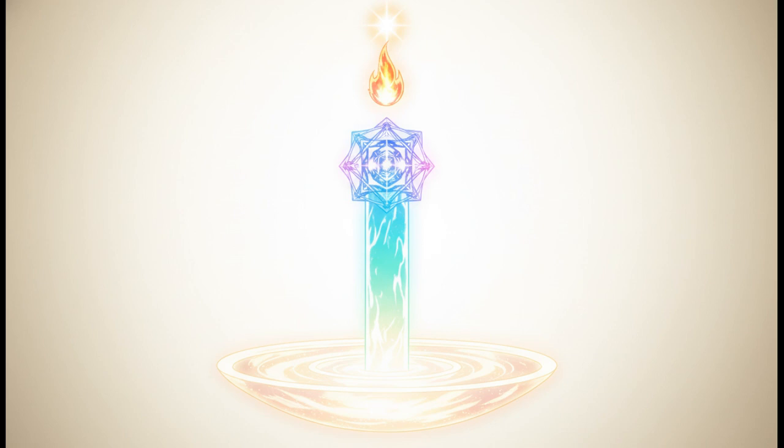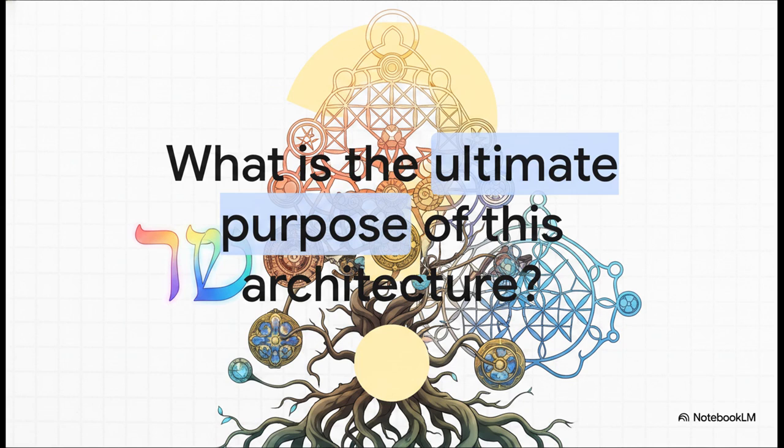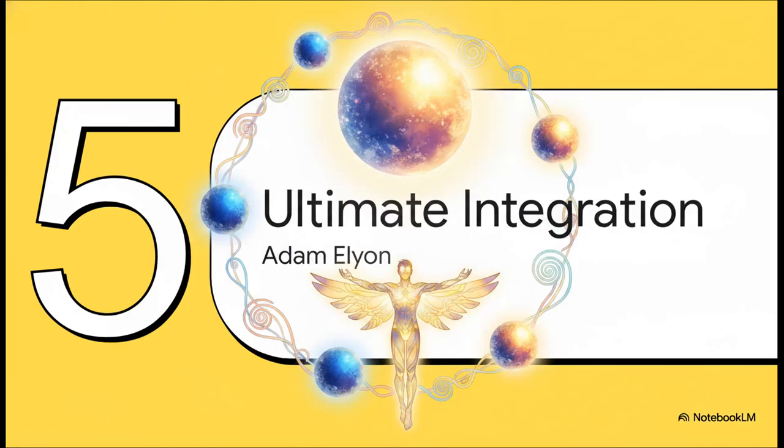It's just unbelievable. But seeing all these intricate moving parts, from the highest roots all the way down to the physical chambers, from the Sefirot to the divine name, it leaves us with one final, really profound question. How does all of this connect back to the ultimate purpose? I mean, why build this incredibly complex, 5-layered spiritual architecture in the first place? Which brings us to our final section, Section 5, the ultimate integration, Adam Elyon.